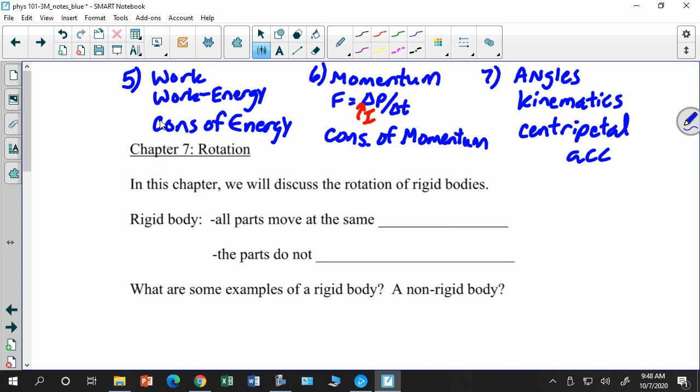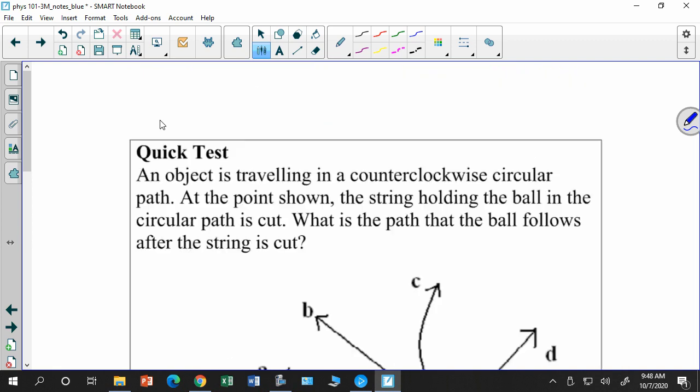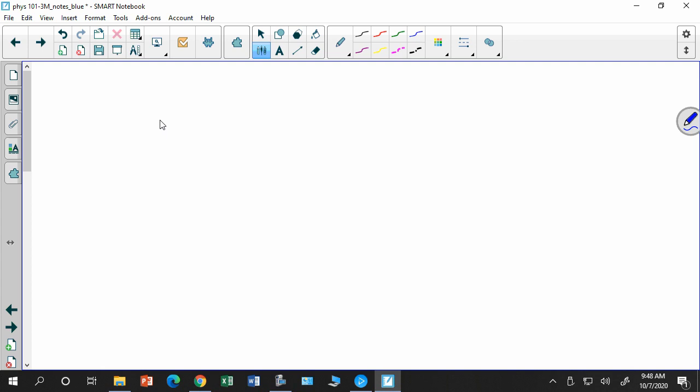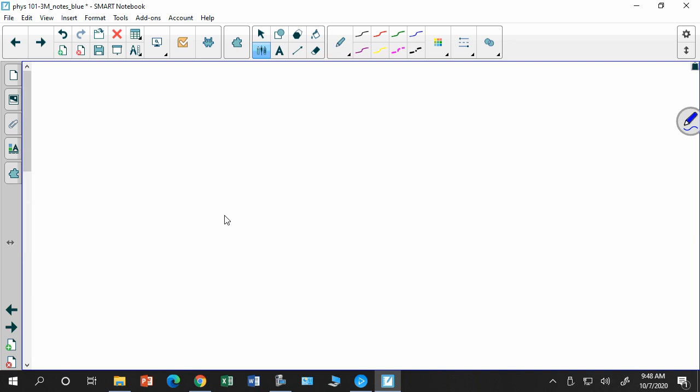All right, so in chapter 7, I'm going to go to the end of the book. There's a blank page there, and then we'll come back and work some problems. End of the chapter, rather. That's a page, if you're looking, page 149.